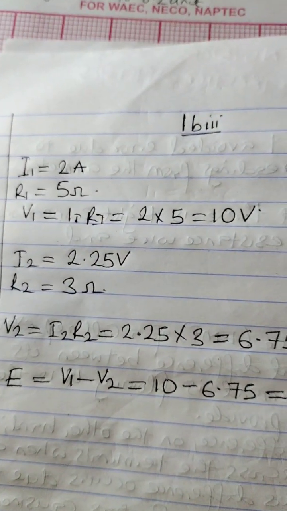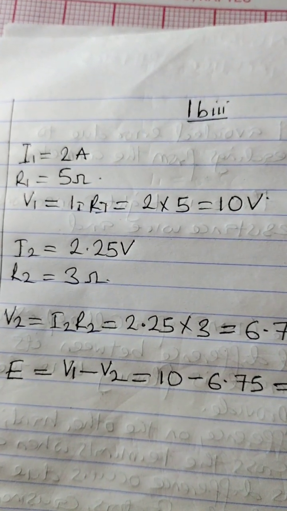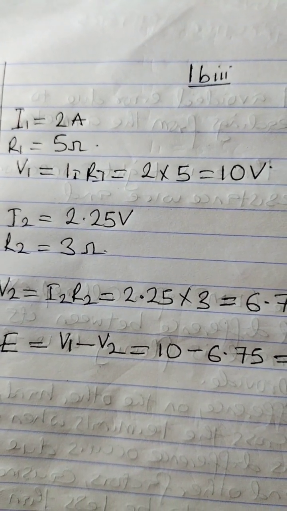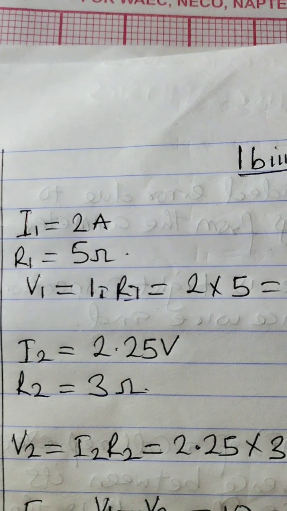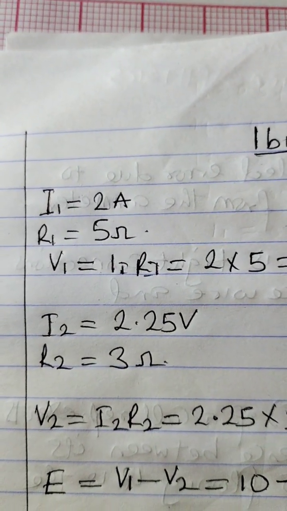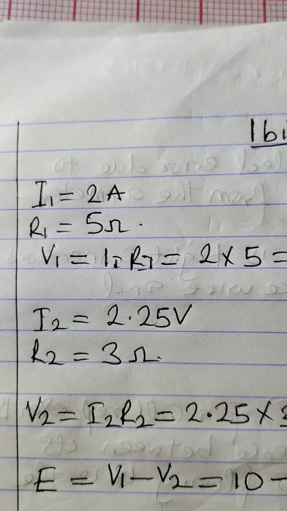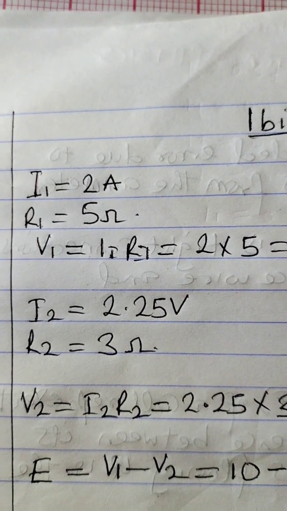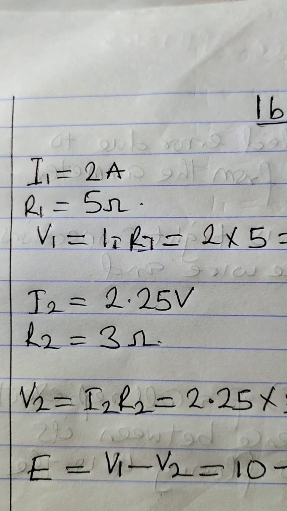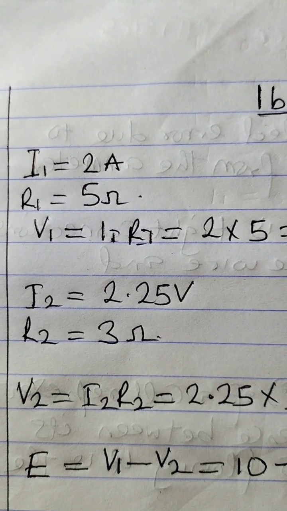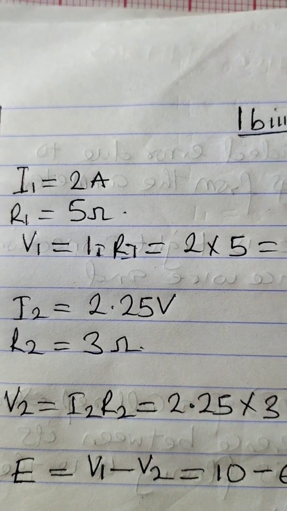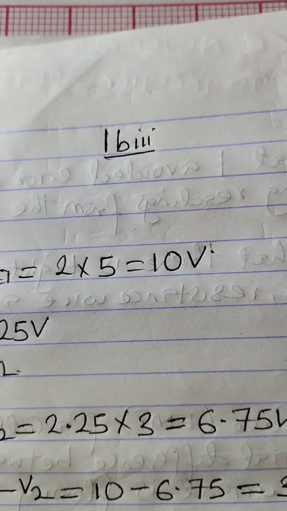For 3BIII, the first current flowing through the cell we denote as I1, that is 2 amperes. The resistance R1, 5 ohms. Applying Ohm's law, voltage is equal to current times resistance. So V1 now is going to be I1 times R1. Multiplying the two by substitution, 2 times 5 gives us 10 volts.